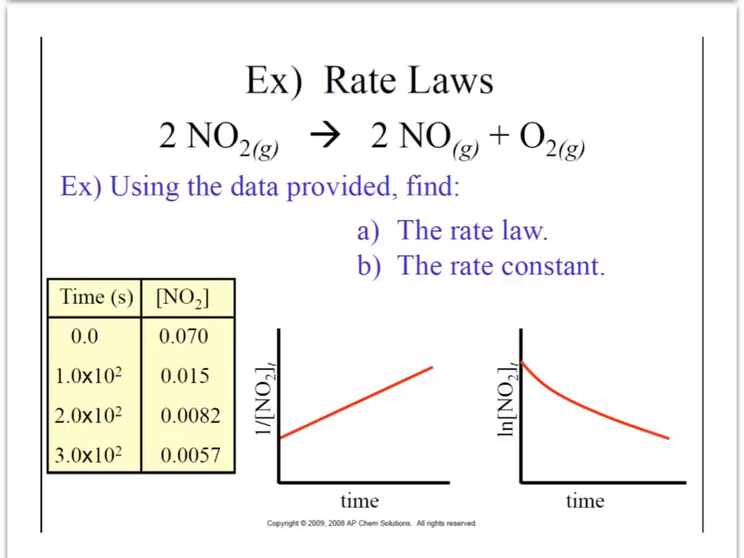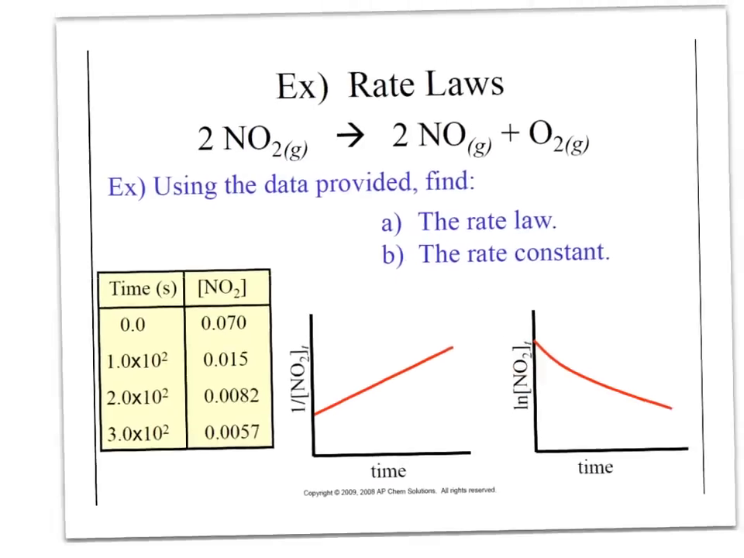Let's take a look at a great question here. So we're looking at nitrogen dioxide again, and it's decomposing into nitrous oxide and oxygen gas. Using this data provided, we've got a data table here, and we've got two graphs of this information right here. This one shows the reciprocal of the concentration of nitrogen dioxide. This one shows the natural log of the concentration of nitrogen dioxide. We need to find the rate law, and we need to find the rate constant. So that first question, find the rate law.